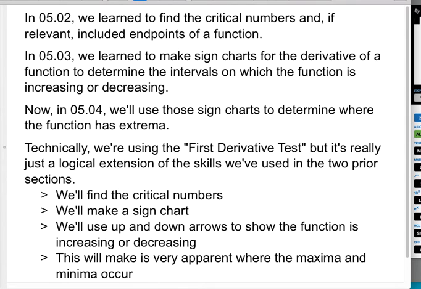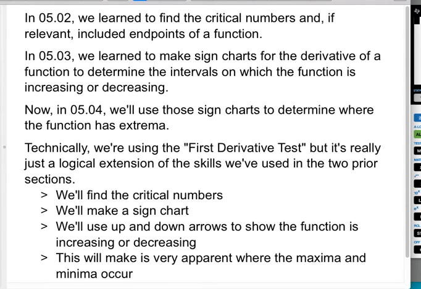So in 5.2, we learned how to find critical numbers of a function, right? And also to pay attention to included endpoints. In 5.3, we learned how to make sign charts to find when a function is increasing or decreasing. In 5.4, we're going to take both of those together, and we are going to use them to find the extrema of a function. So technically what you're doing here is called the first derivative test, but really it's just a logical extension of the skills that you've already used in those two previous sections.